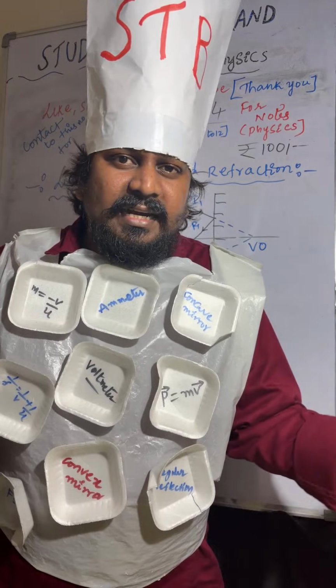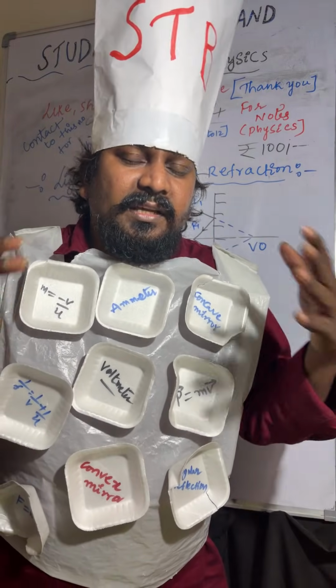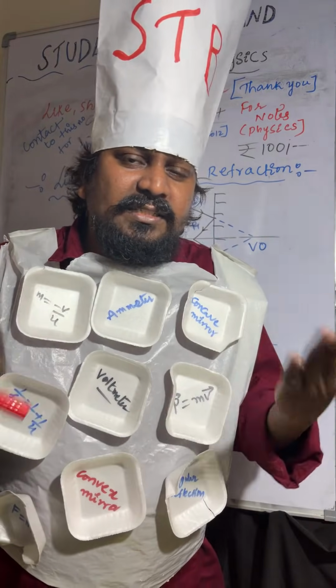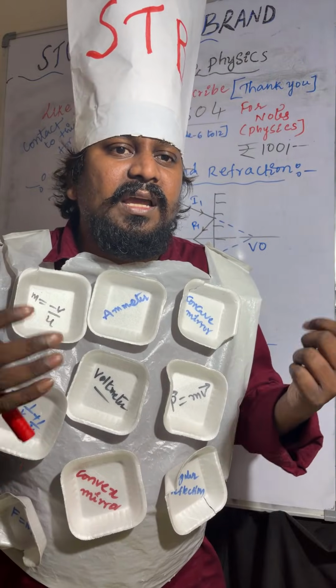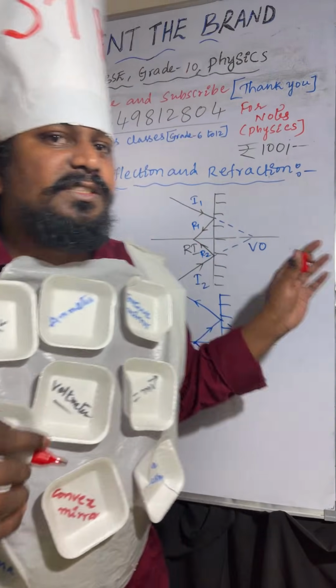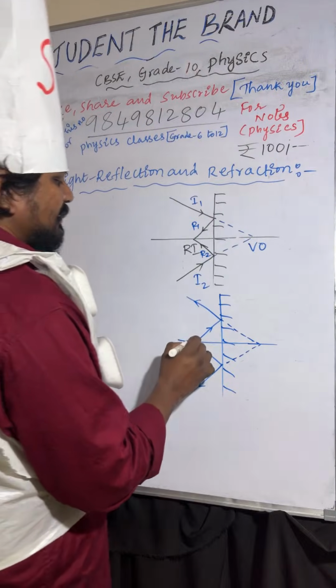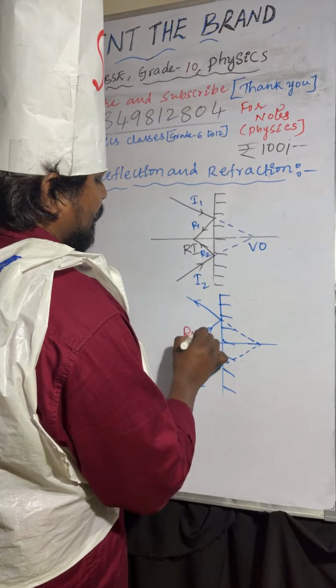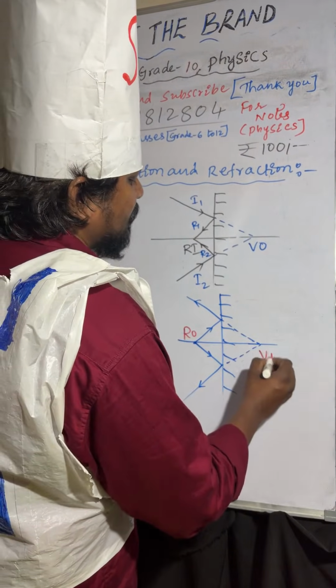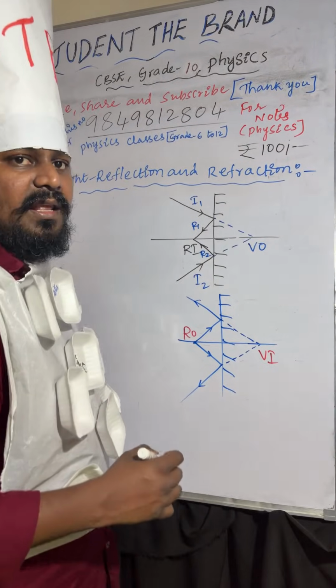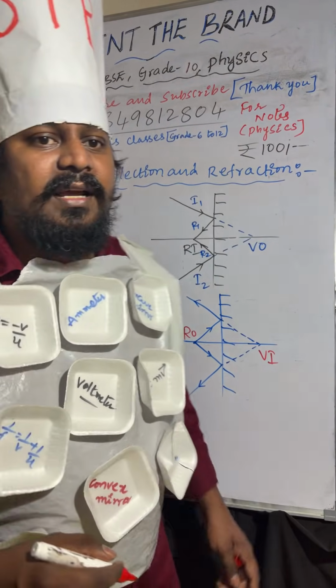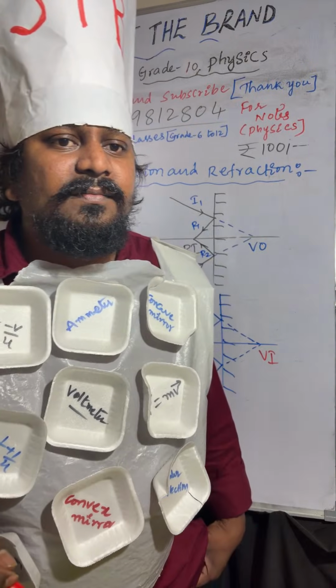So if it is incident light rays, virtual object. If it is reflected light rays, virtual image. Okay, virtual image. So just check once here. This is the real object and this one is the virtual image. I hope it is very clear.